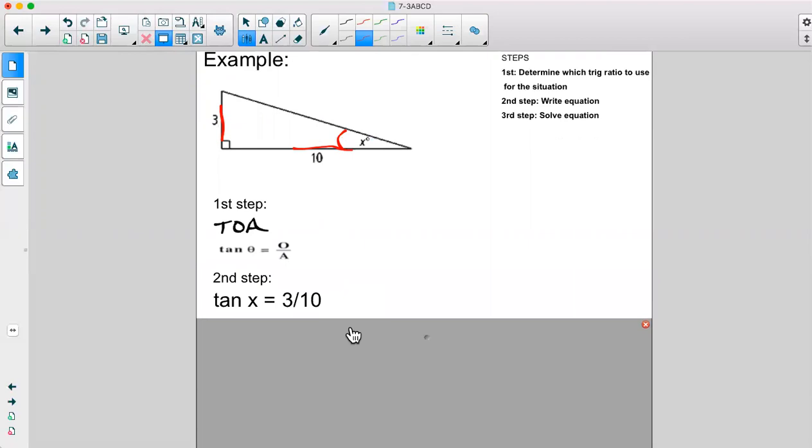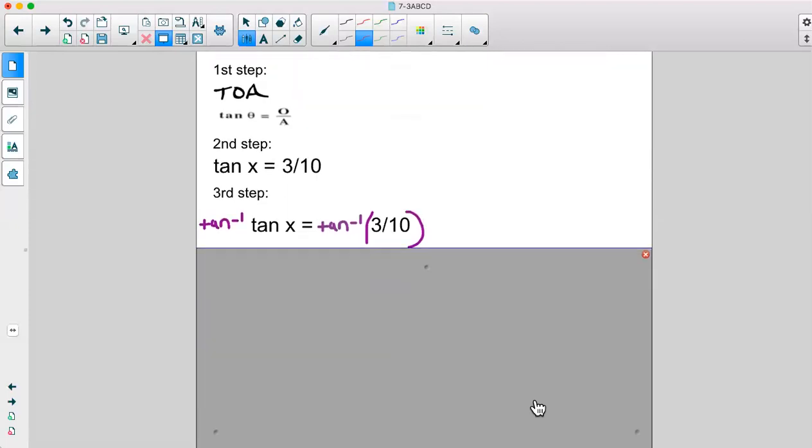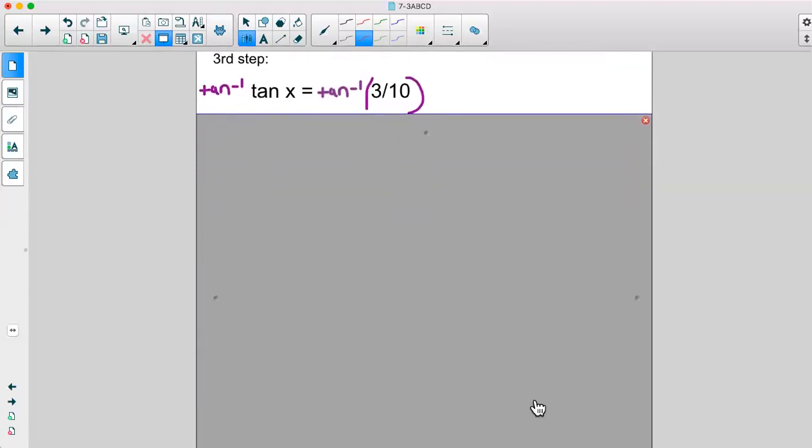Second step, we write our equation. The tangent of an angle equals opposite over adjacent. Then we're going to use our new inverse operation. We're going to take the inverse tangent of both sides of this equation. We remember from Algebra 1 that as long as you do the same thing to both sides of an equation, you haven't ruined the equation. You have not done anything wrong. You're allowed to do that.